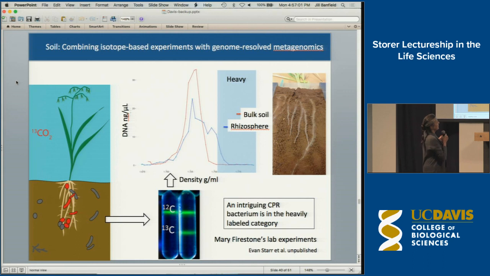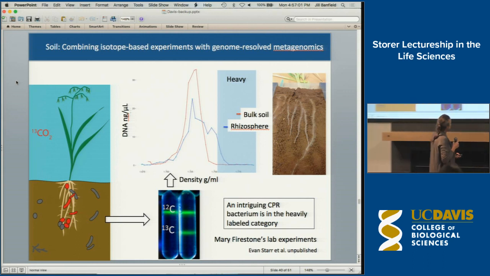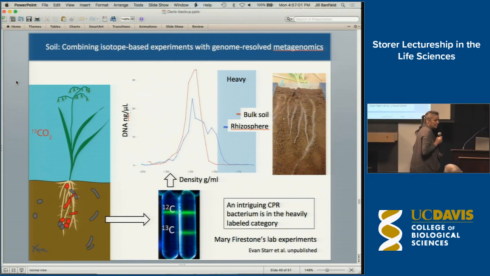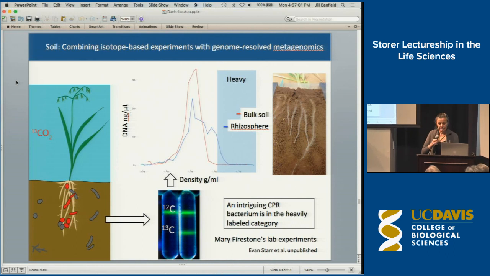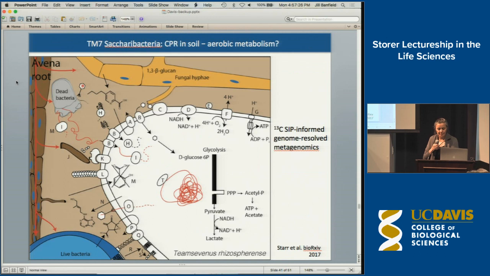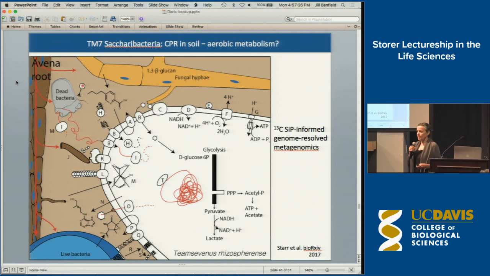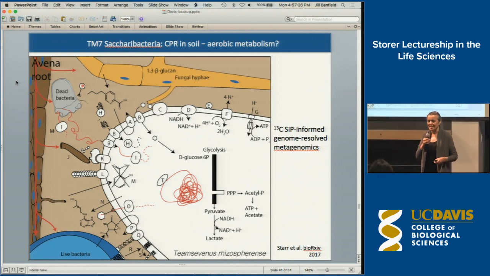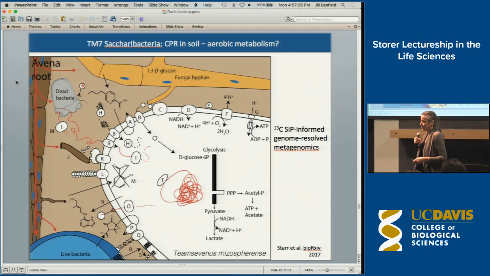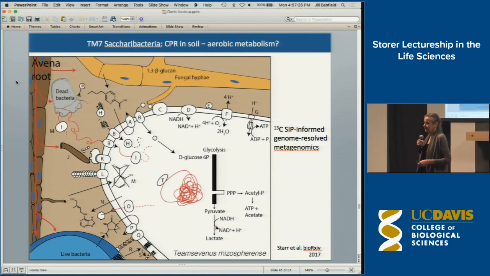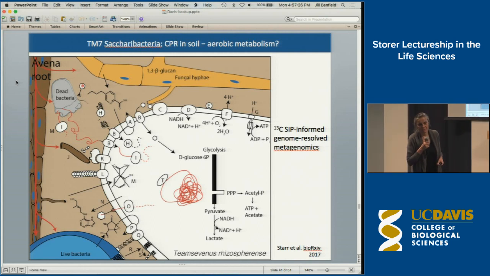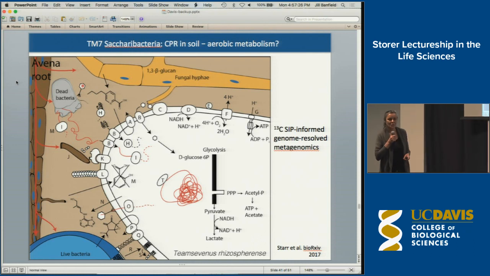So basically tracking that. Anyway, intriguingly, one CPR bacterium was in the heavily labeled category, implying that its DNA contained a lot of 13C. Well, that seemed very fun for about 5 minutes until we realized, well, wait a second. Like most CPR, this particular group cannot make their own DNA. So there's something wrong here, but actually it's something right, and I think very interesting.